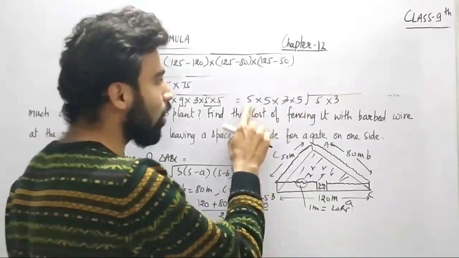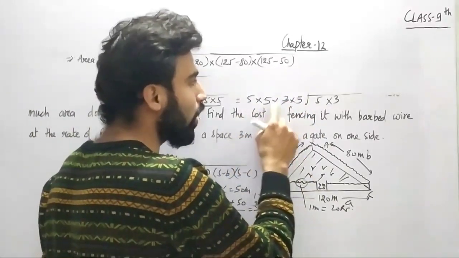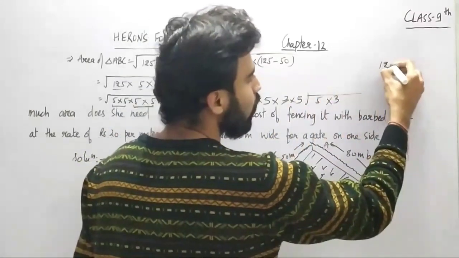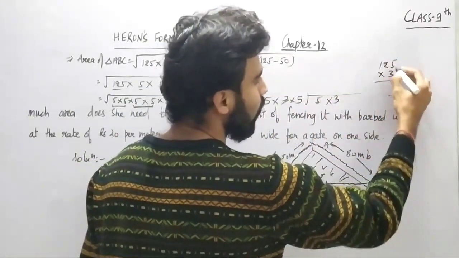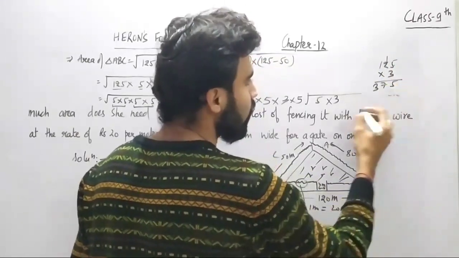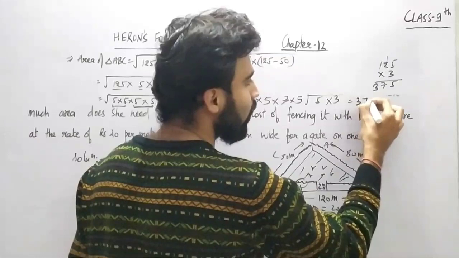So let me just multiply outside. So 5 into 5 is 25. 25 into 5 is 125. 125 into 3, let me just cross-check it. So 125 into 3. 3 5s are 15. 1 carry, 3 to the 6 and 1, 7. 3 1s are 3. So that will be, you can see, 375.